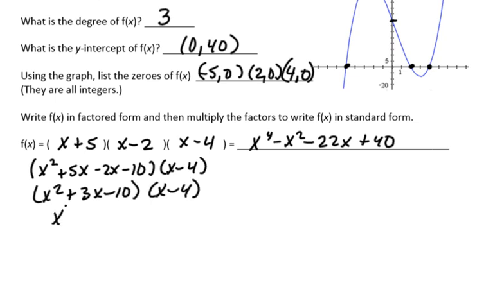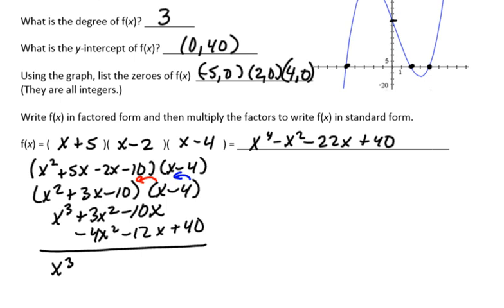Then this gives me x cubed plus 3x squared minus 10x when I multiply everything by x, then negative 4x squared minus 12x plus 40 when I multiply everything by the negative 4. And when I add these together, x cubed minus x squared minus 22x plus 40. Notice that there's my 40, my y-intercept. Also, if I put 0 in for x here, I would end up with 5 times negative 2 times negative 4, which gives me 40.